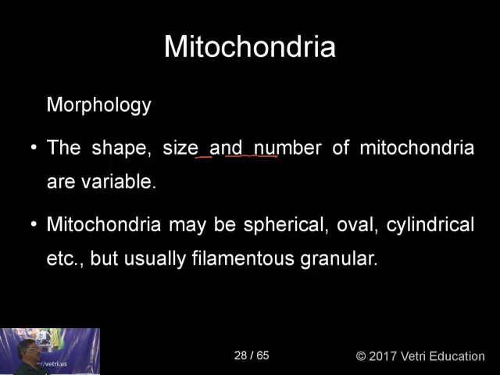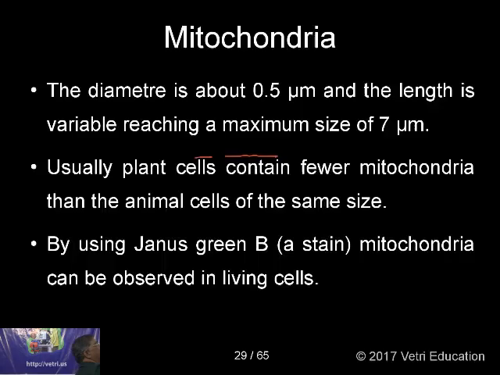Regarding the morphology, the shape, size and number of mitochondria vary from cell to cell. Mitochondria may be spherical, oval, cylindrical, etc., but are usually filamentous or granular. The diameter is about 0.5 microns, and the length is variable, reaching a maximum of 7 microns. Usually plant cells contain fewer mitochondria than animal cells of the same size. Using Janus green B stain, mitochondria can be observed in living cells.